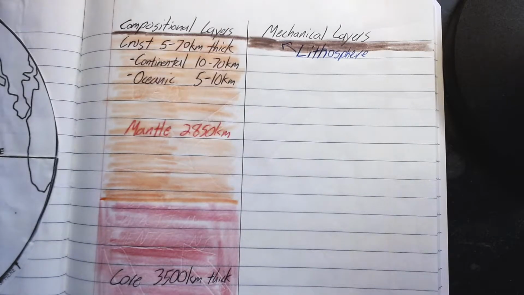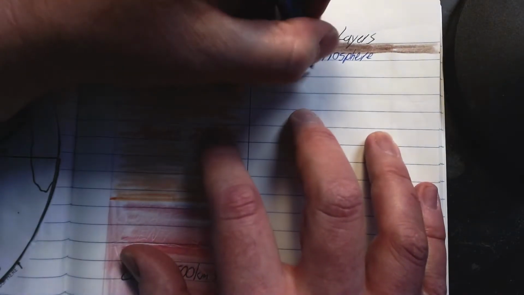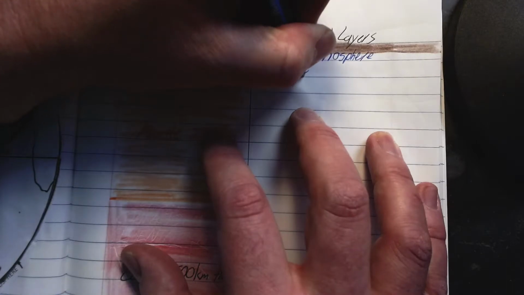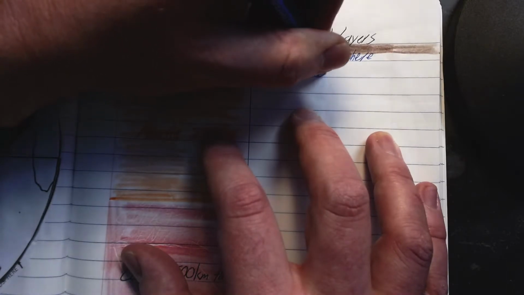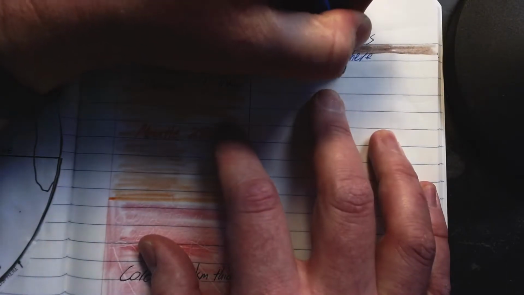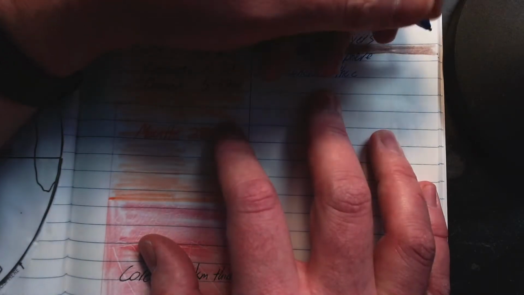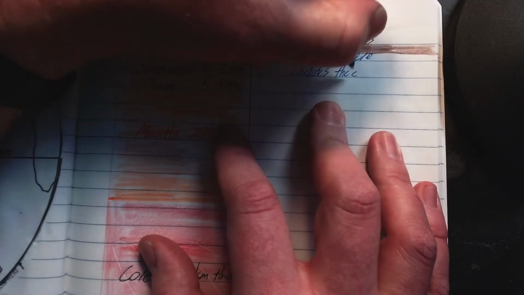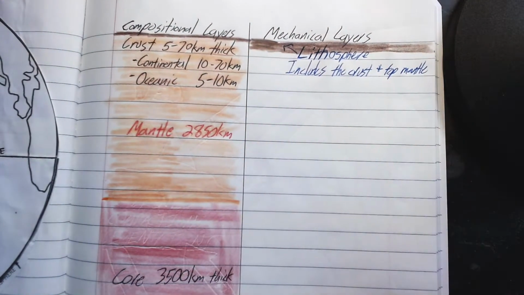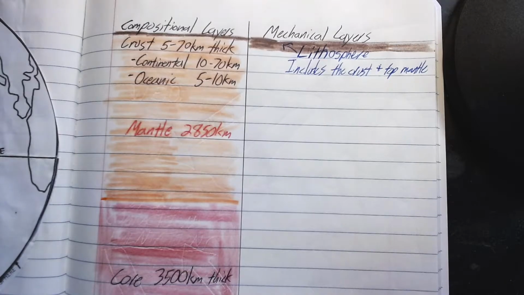All right, so the lithosphere includes the crust and top mantle. Why do I have so little space? It's because I didn't write the word "the" before. It includes the crust and the top mantle.